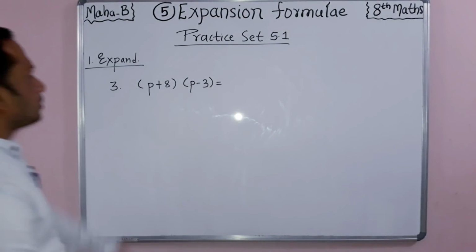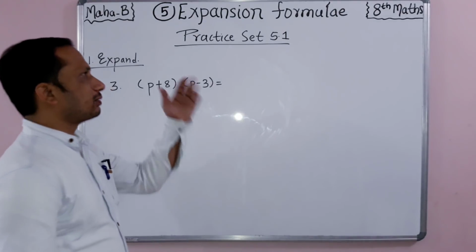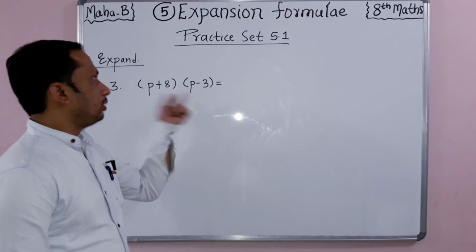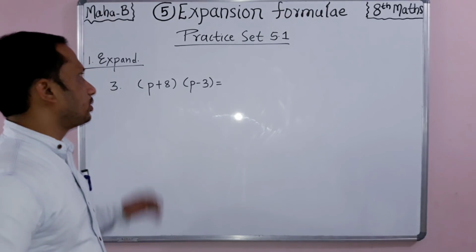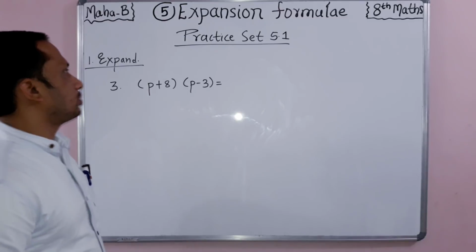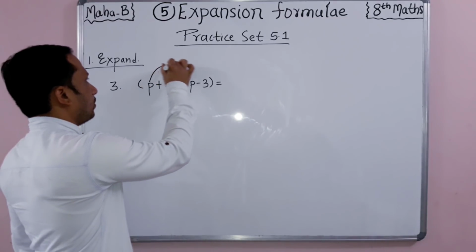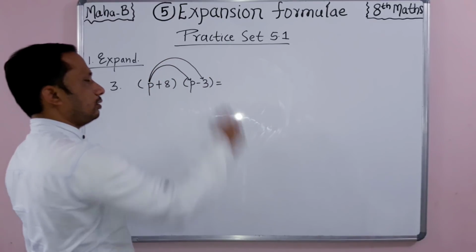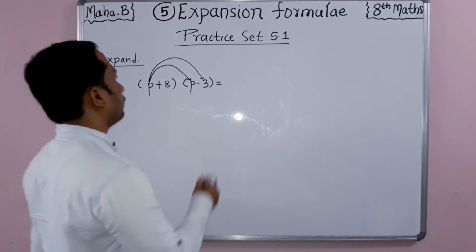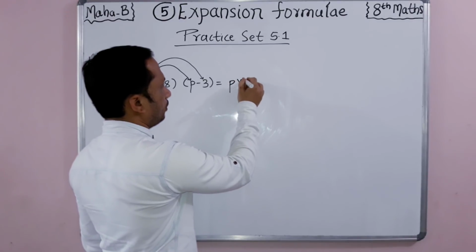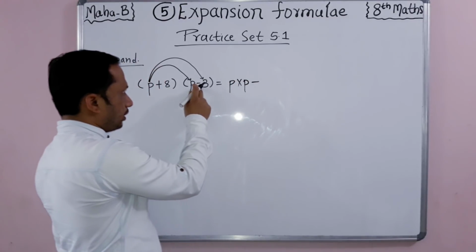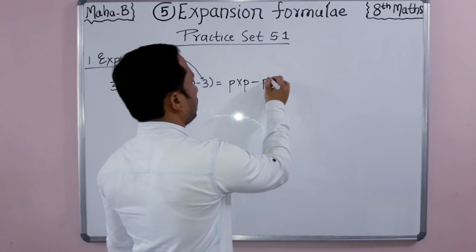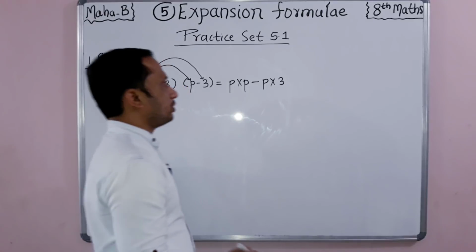See students, this is the third example from practice set 5.1. Okay student, p plus 8 bracket completed into p minus 3 bracket. Okay students, so we have to multiply this into this. So what is the formula students? Multiply this p into first p and multiply this second 3 by p. So first we will write p into p. What is the sign students? Here it is a minus sign, that's why minus p into 3. Okay students, so this is the first.